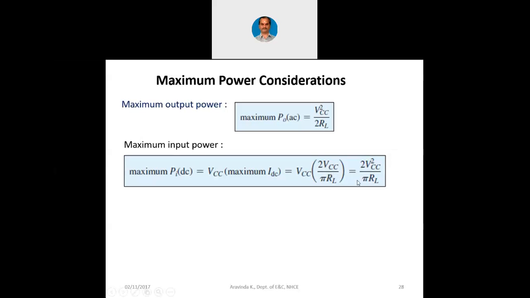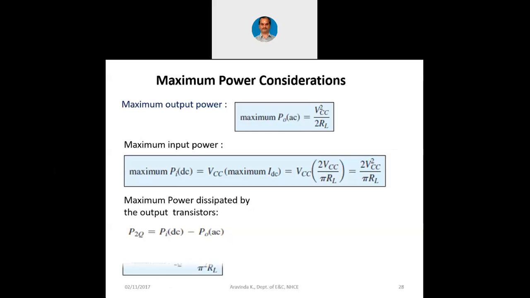So now we are considering a single supply class B power amplifier only here, from ground to VCC. So it is VCC into maximum of IDC. IDC is nothing but, as maximum voltage itself can be VCC, VCC by RL into 2 by pi. That is 2 into VCC squared divided by pi RL now. Now, maximum power that is dissipated by the output transistor is the difference between these two, right? So that is P2Q is equal to PIDC minus P0 AC.